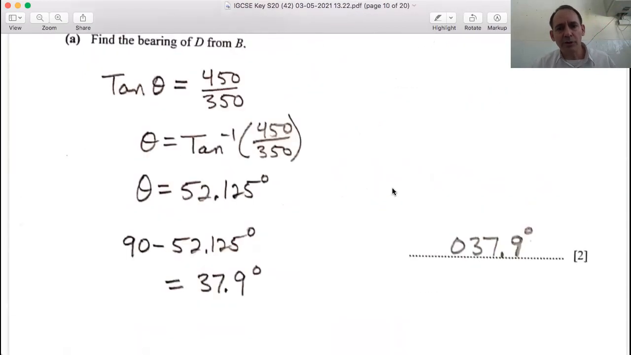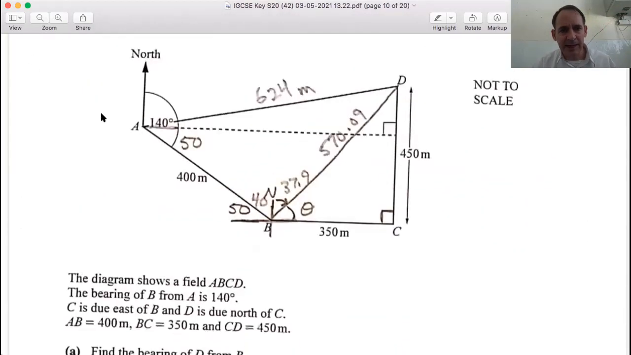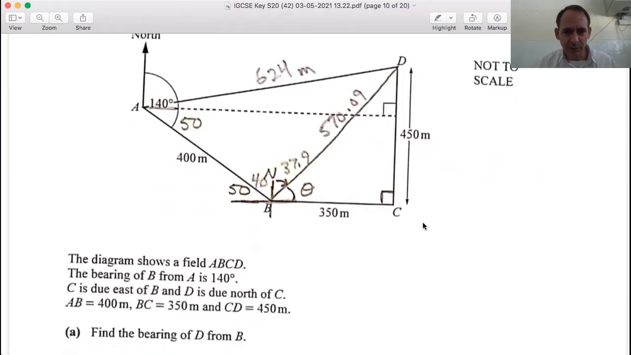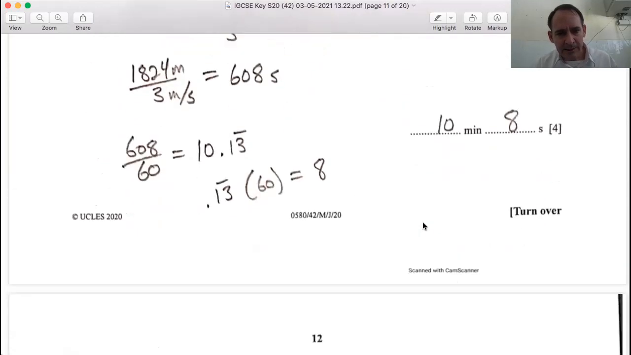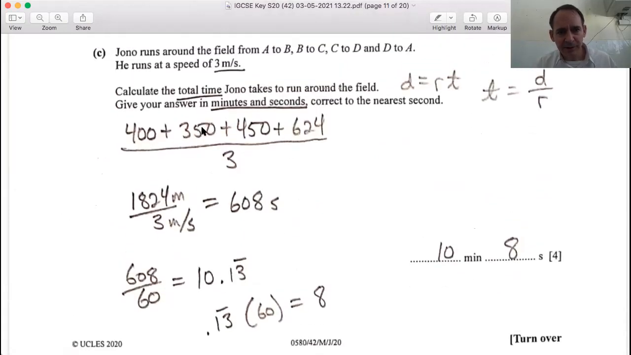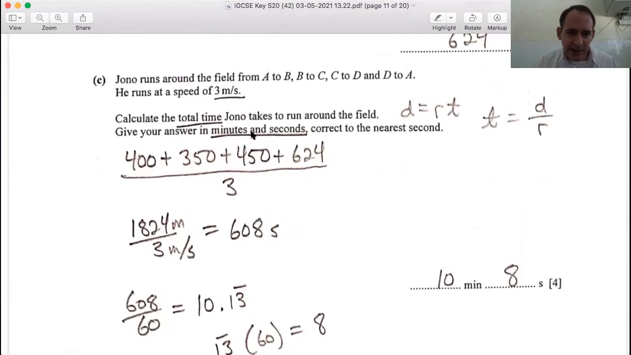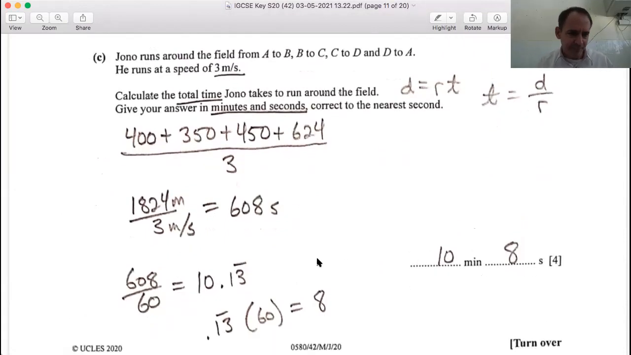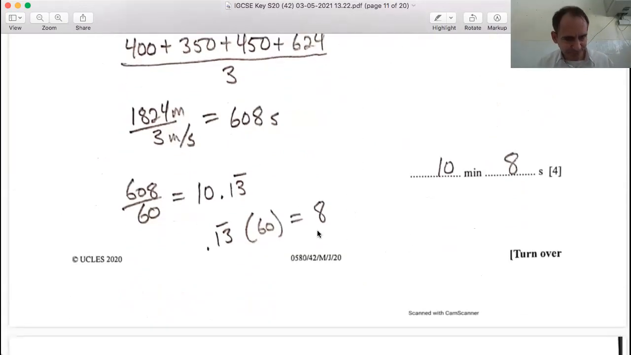So we go all the way around the field, starting from A. So that's 400 plus 350 plus 450 plus 624. And you see that right here, 400 plus 350 plus 450 plus 624, divided by the rate, which is 3 meters per second. So you get 1,824 divided by 3, which comes out to 608 seconds. They want us to give our answer in minutes and seconds, correct to the nearest second.